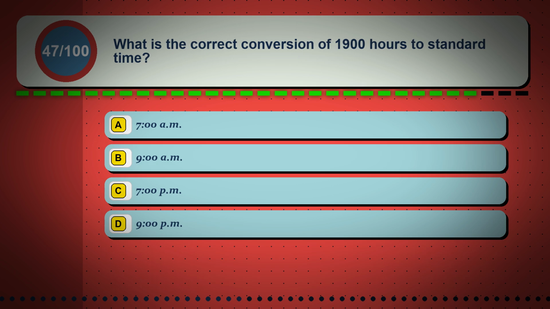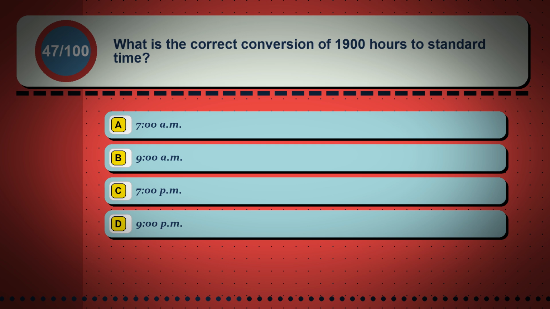Question 47. What is the correct conversion of 1900 hours to standard time? Option A, 7 a.m. Option B, 9 a.m. Option C, 7 p.m. Option D, 9 p.m.